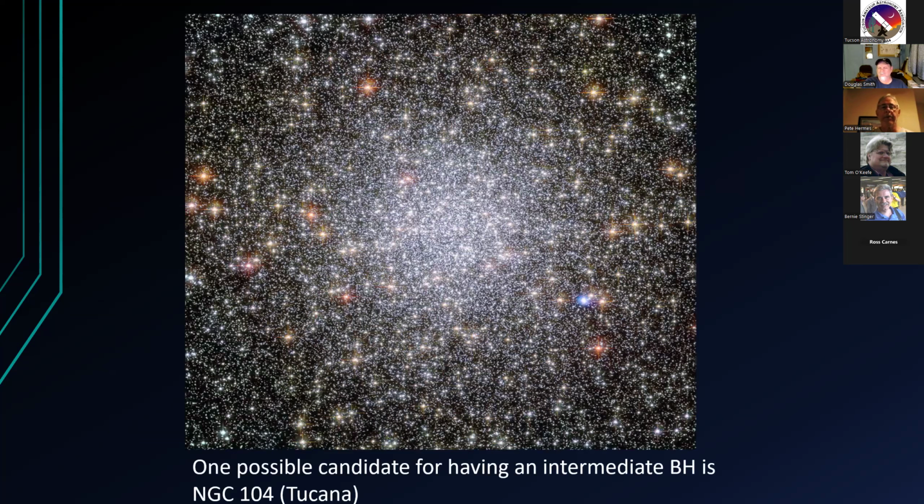One possible candidate that we have for an object near us that has an intermediate mass black hole is the globular cluster NGC 104, and also the globular cluster Omega Centauri is thought to house an intermediate mass black hole, partly because Omega Centauri is also believed to have been the core of a dwarf galaxy that has merged with the Milky Way.